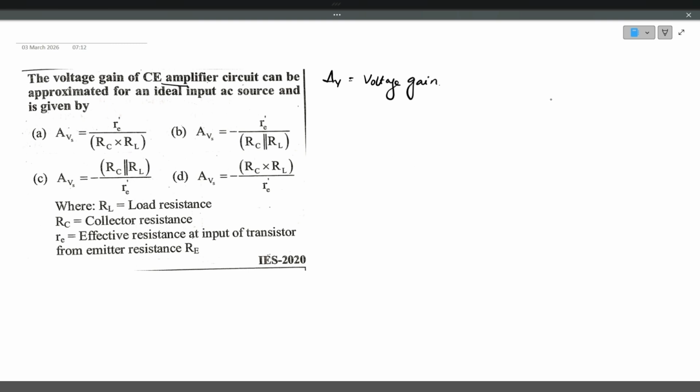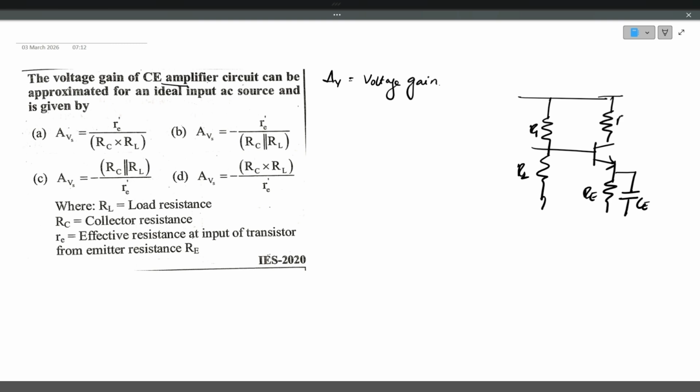Okay. So this is the basic circuit, CE amplifier circuit. This is R1 resistor and this is R2 resistor. And here we have got transistor, emitter resistor, and there is an emitter capacitor CE, collector resistance, output capacitor, and then comes load resistance. Here at the input side, we have got input capacitor Cin and input voltage source. Okay, this is the circuit of CE amplifier.